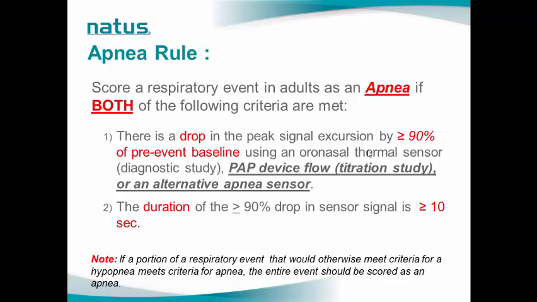Apnea rule. Score a respiratory event in adults as an apnea if both of the following criteria are met. There should be a drop in the peak signal by more than or equal to 90% using an oronasal thermal sensor if it's a diagnostic study, using the PAP device flow if it's a titration study, or using an alternative apnea sensor like the XSUM or the XFlow. The duration of the 90% or greater drop should be at least 10 seconds.